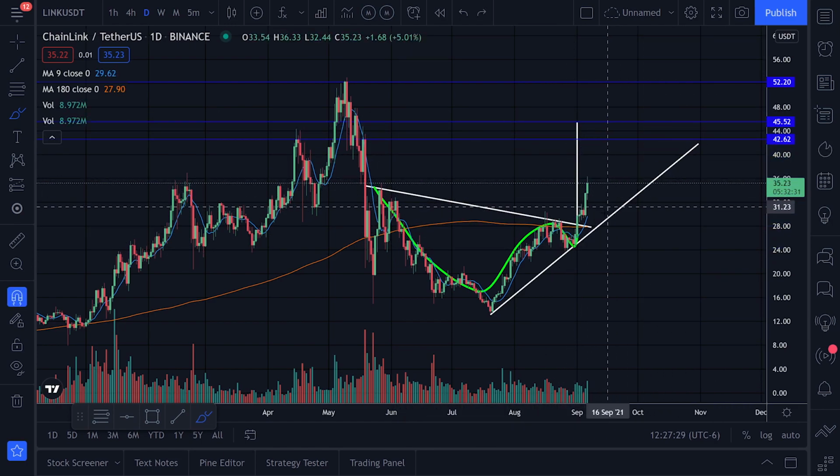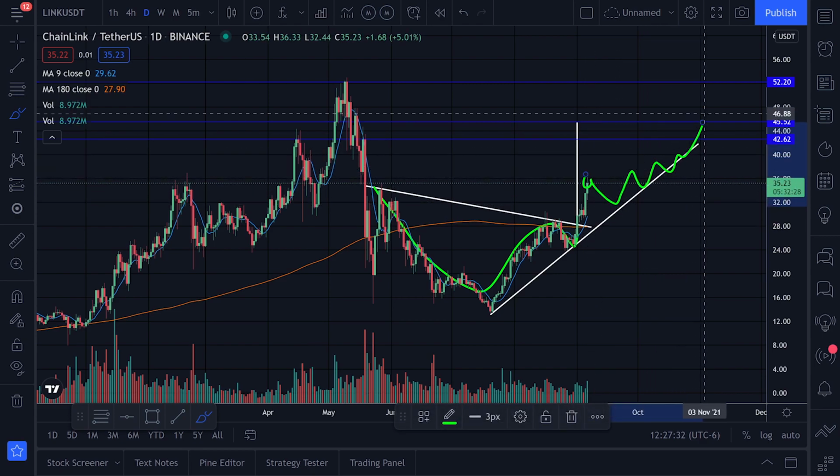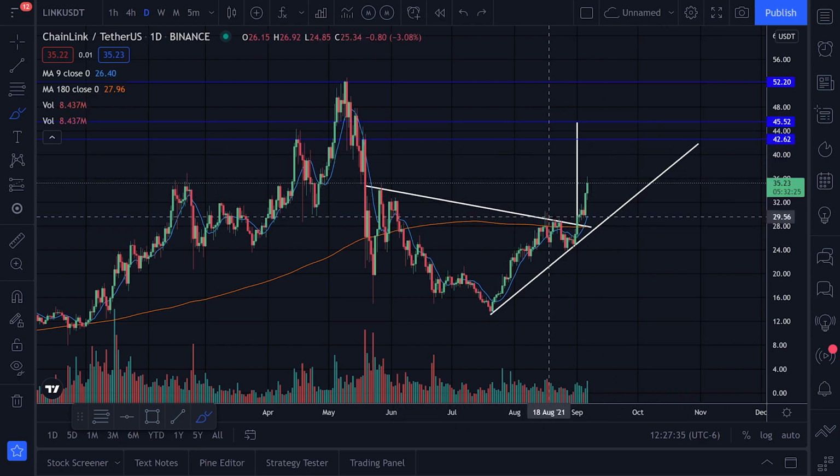Let's see if we could go hit those, or if we're going to get a correction, we have to bounce on this trend line going to the upside to hit them. We're going to wait and see. I put in an order right here.